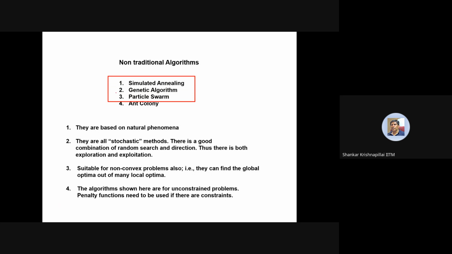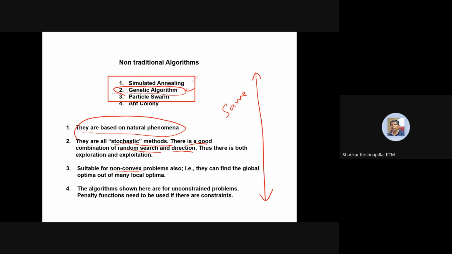Okay, so in this class we are going to start genetic algorithm. This first slide is the same as for simulated annealing because the title slide is the same. Genetic algorithm is also based on natural phenomena, and it is also a stochastic method. So it has a good combination of random search and also direction. That is, it is not blind random search. It is a random search which will go in the correct direction.